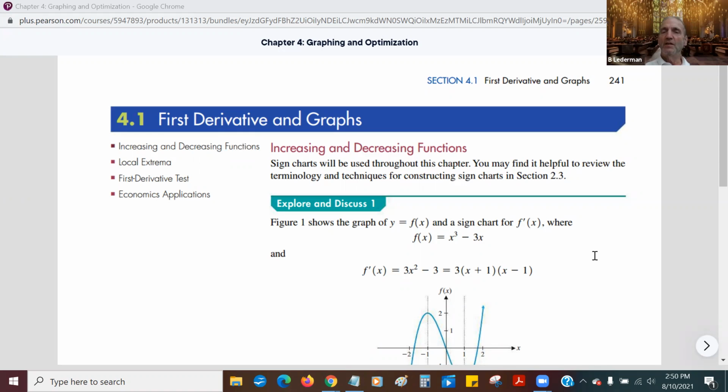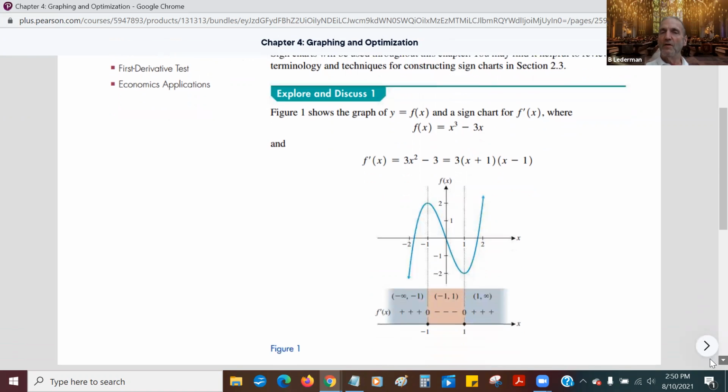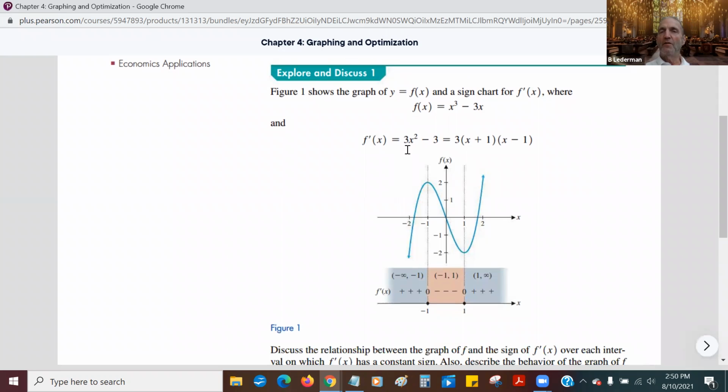Alrighty, so increasing and decreasing. Let's look at a function right here: x to the third power minus 3x. That's our function. The graph looks something like this. And the derivative is going to be 3x squared minus 3, which I can factor as 3 times x plus 1 times x minus 1. So notice that if x equals 1, or if x equals negative 1, the derivative is equal to 0.